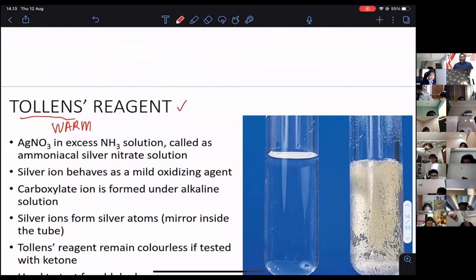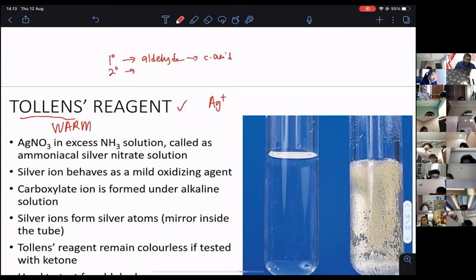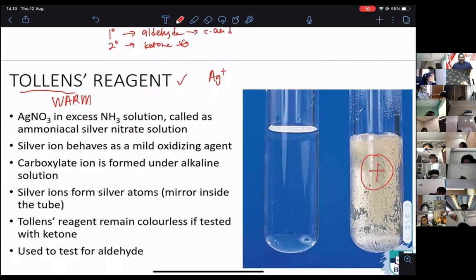What do we have in Tollens reagent? If you have a mirror, it means we are talking about silver. So it is silver ion, silver nitrate, in the presence of excess ammonia. And what happens is it is going to oxidize. Since we are talking about oxidation, we know that primary alcohol will oxidize to become aldehyde. Aldehyde can be oxidized to become carboxylic acid. Secondary alcohol will be oxidized to ketone, but ketone cannot be oxidized further. So if you are using any oxidizing agent in this chapter, you can only oxidize aldehyde. Ketone cannot be oxidized.